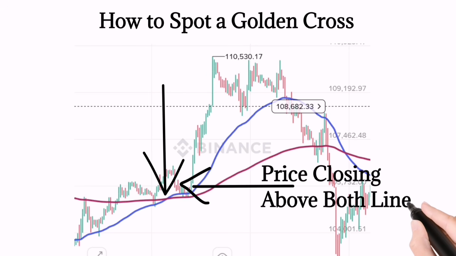Price position. Check that price itself is closing above both lines. If price is still below, the market may not be ready. Volume pulse. A surge in trading volume the moment the lines cross adds confidence. Big players often pile in during genuine trend shifts.